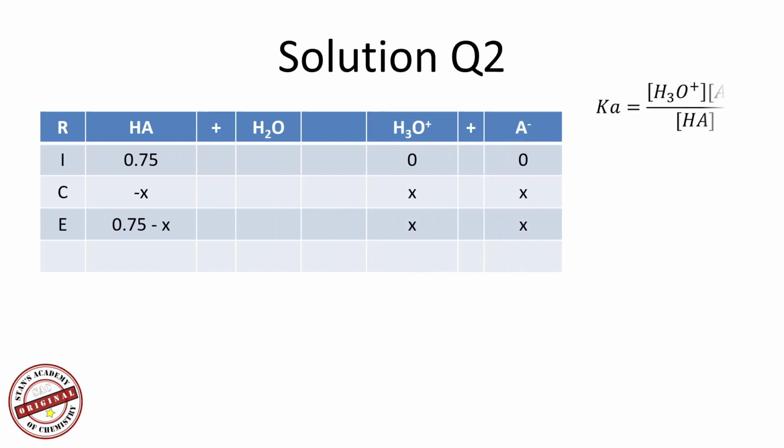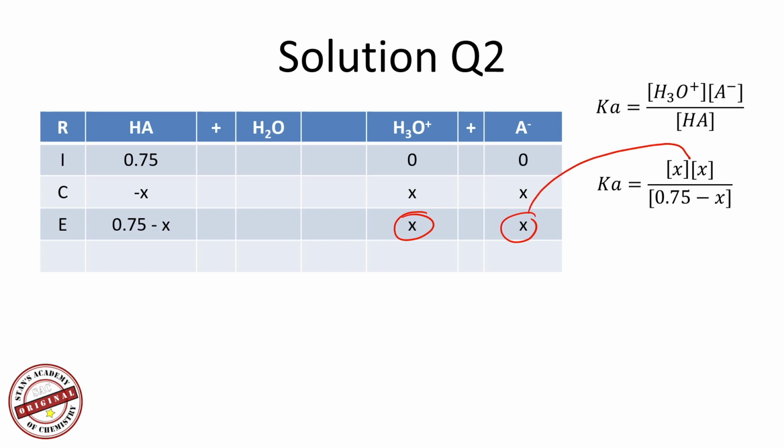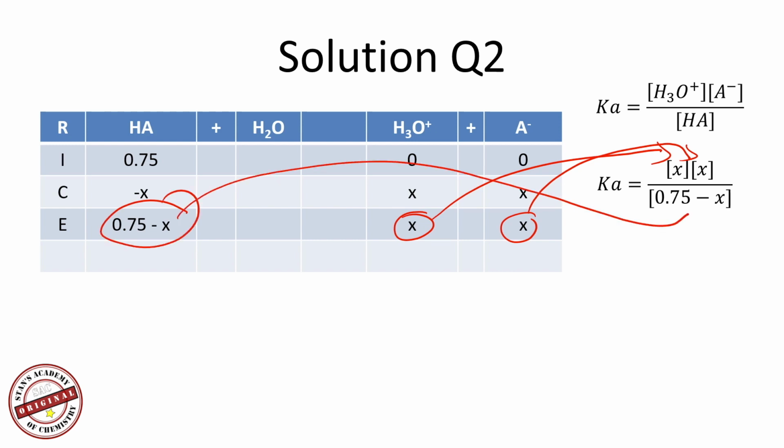So the ICE table is again here. The Ka expression for this reaction is Ka is equal to H3O+ times A- divided by HA. I'm going to substitute the values in the equilibrium constant expression over here. X and X, they go here, and in the denominator, I have this value going over here. The value of Ka was given as 1.8 times 10 to the power of negative 5, and that's equal to X squared divided by 0.75 minus X.